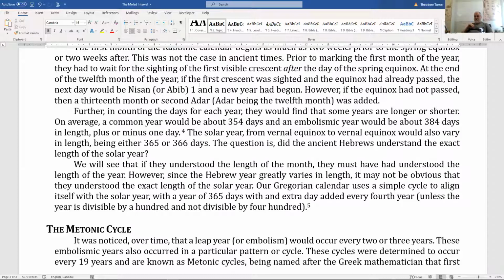The solar year from vernal equinox to vernal equinox would also vary in length, being either 365 or 366 days. So if you're counting the vernal equinox at sunset, as the Jews did, you're going to be using whole days. And so you would realize that the year is somewhere between 365 and 366 days, because sometimes the year would be 365 and sometimes it would be 366.